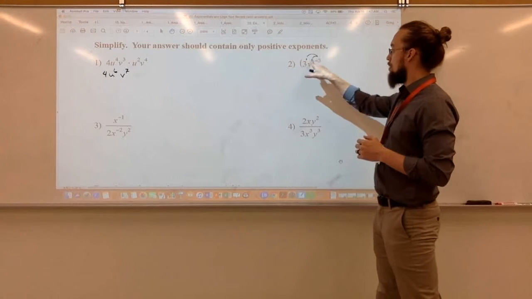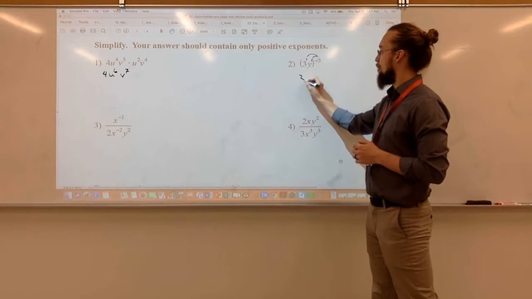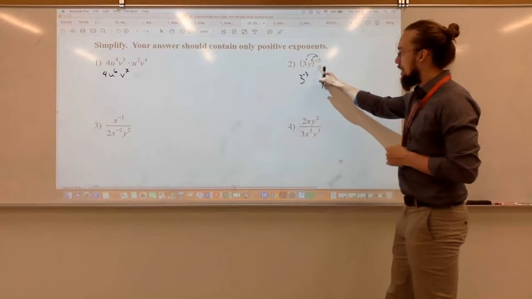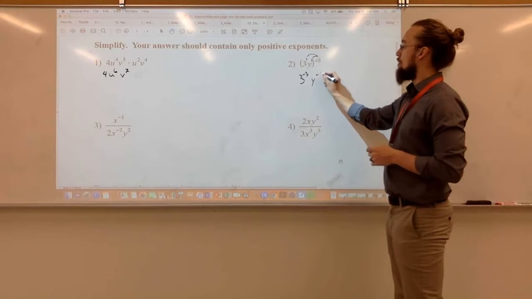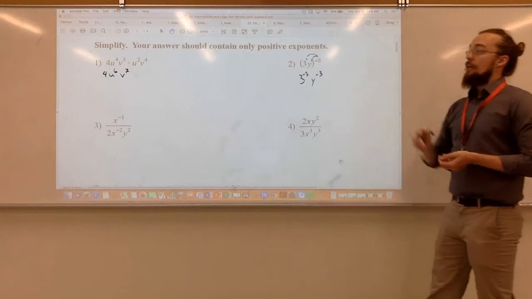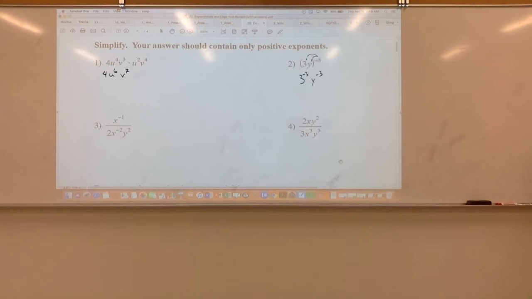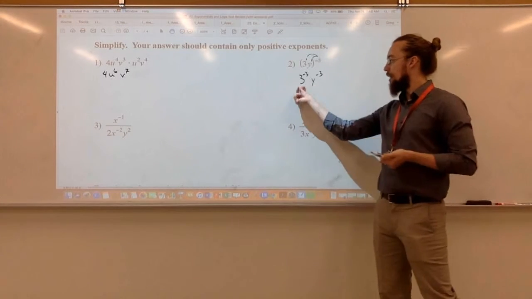So I would get 1 times negative 3 is negative 3. So I'll have 3 to the negative 3rd power. Same thing with the y. I'll have y to the negative 3rd power. Now, in the directions, it says your answer should contain only positive exponents. Well, I've got negative exponents here.